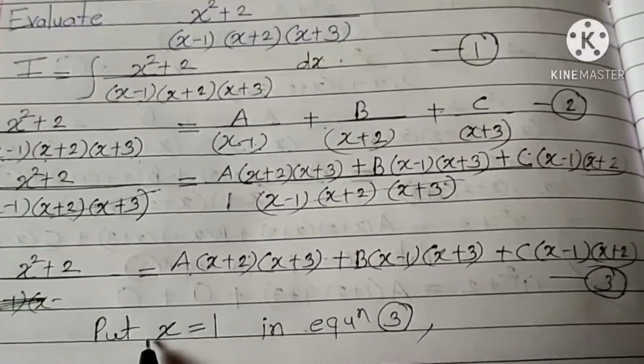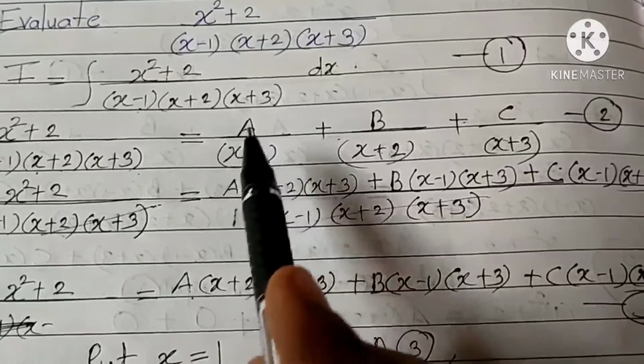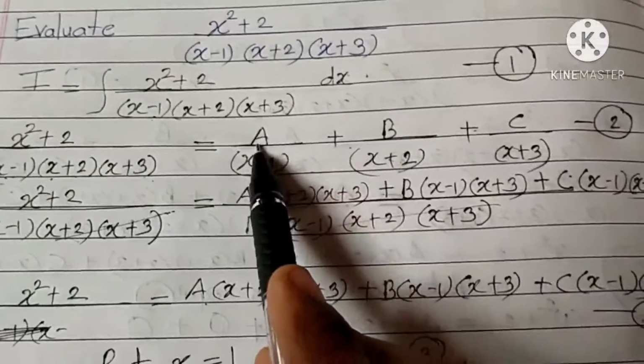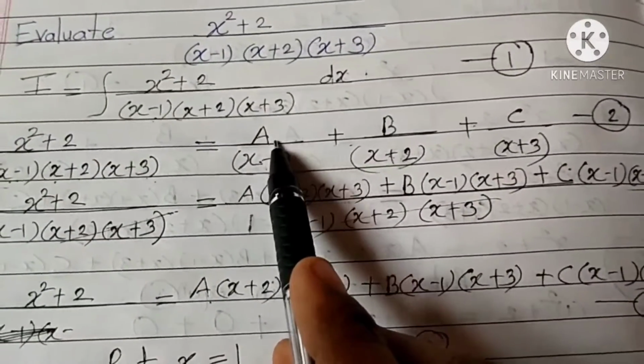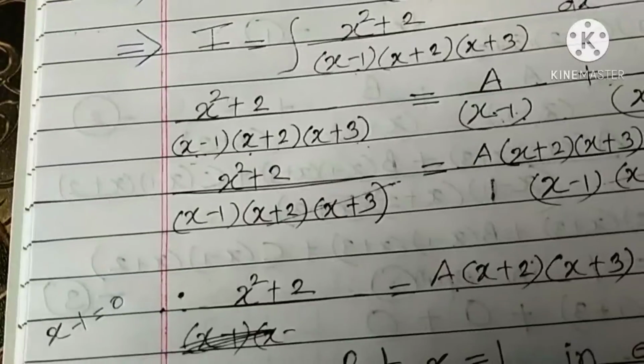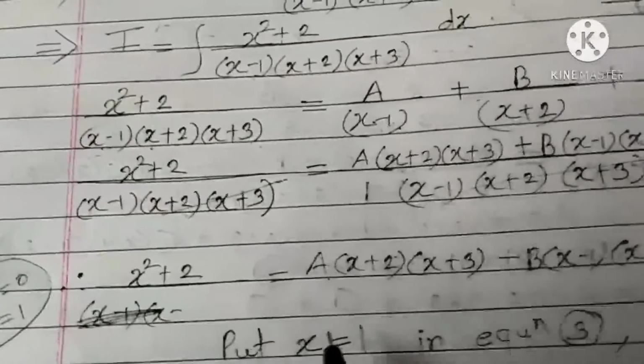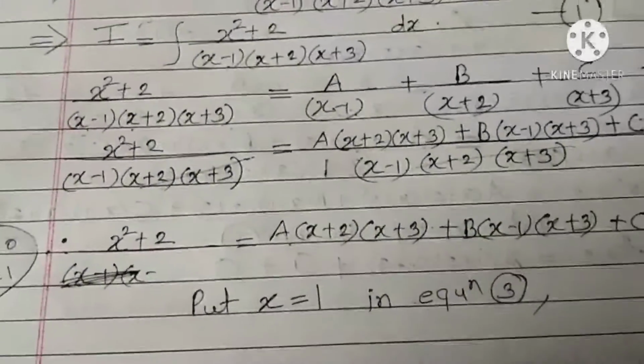These values are arising from our second equation. You can observe that we have a upon x minus 1. Here we want to find the value of a, that's why we take x minus 1 equal to 0. If we take x minus 1 equal to 0, then x is equal to 1. That's why we take x equal to 1 and put this value in equation 3.